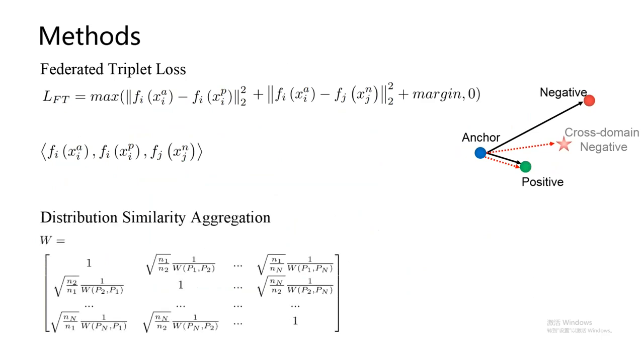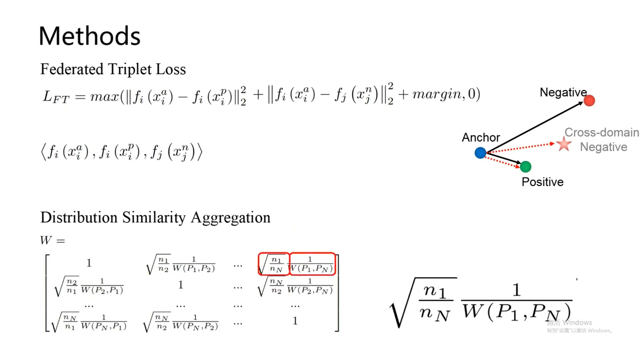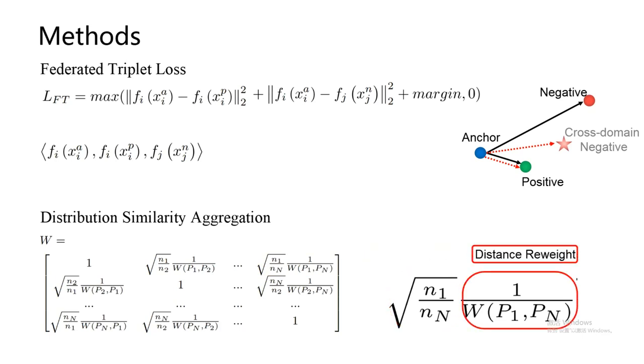On the other hand, inspired by the foundations, the distribution similarity aggregation is proposed to reweight the heterogeneous distributions. The left part is applied for scale imbalance, and the right part is employed for distance reweighting. This reweighting aggregation drives the clients with more similar template distributions to contribute more to each other.